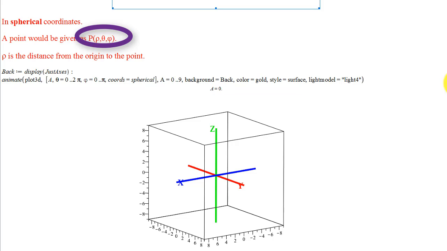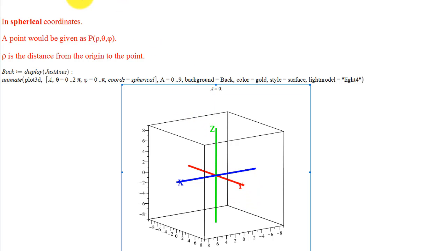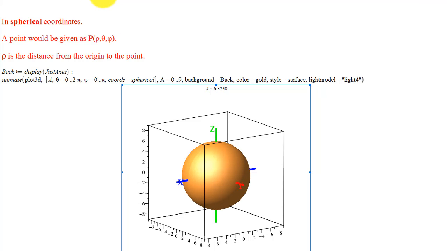Now, in spherical coordinates, the three components are rho, theta, and phi. I want to describe each of these quantities and show you the representation of that on the graph. First off, the first component, rho, is the distance from the origin out to any point. And we can think of that as a sphere around the origin. Rho represents the radius of the sphere, hence the connotation of using r.